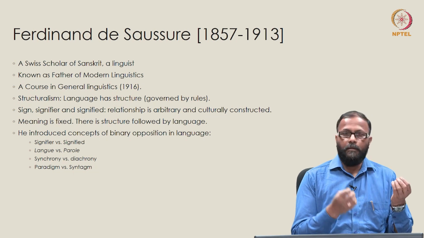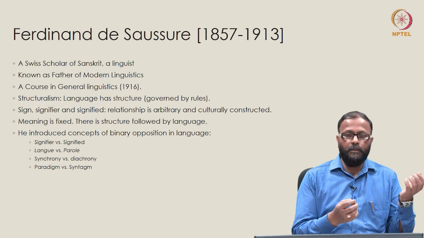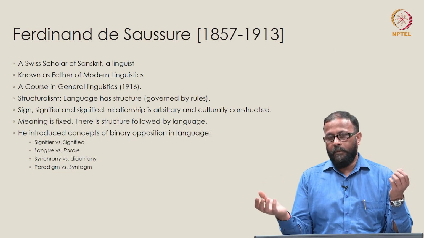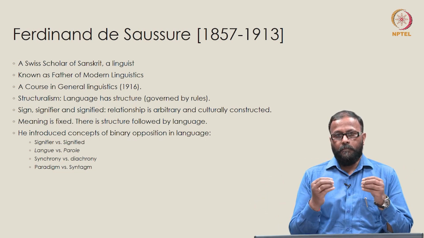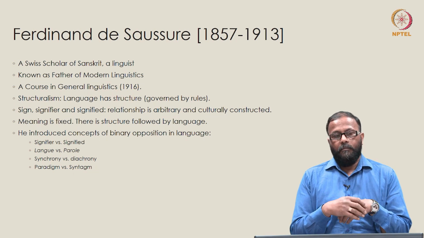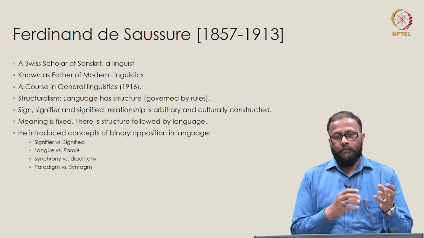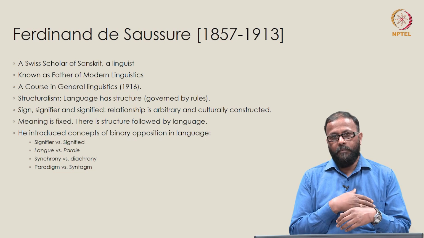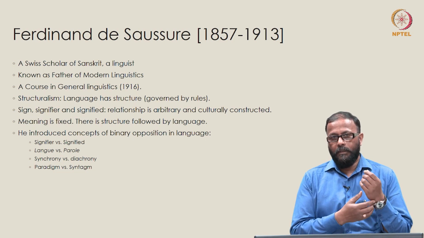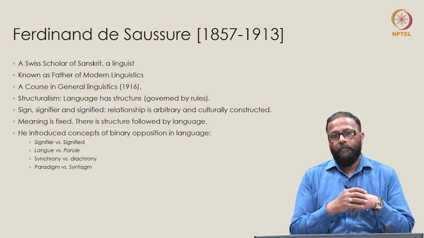So, signifier and signified, cow as a word and cow as an animal, they do not have corresponding relationship. So, arbitrary, right? So, this is arbitrary relationship. There is no one-to-one relationship. Why cow is a cow? Why pen is a pen? Watch is a watch? No idea. This is how you name.